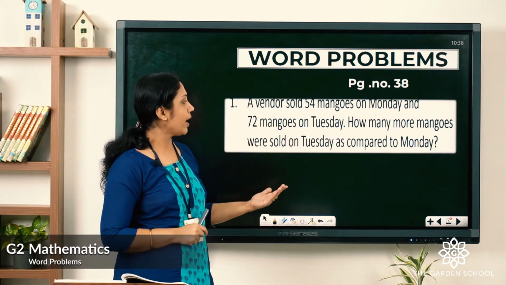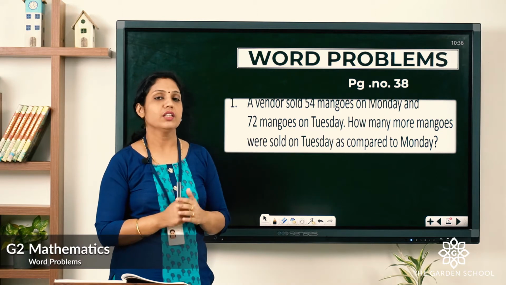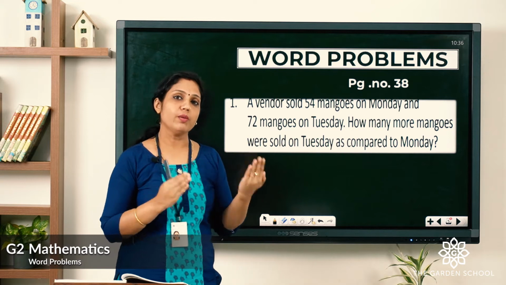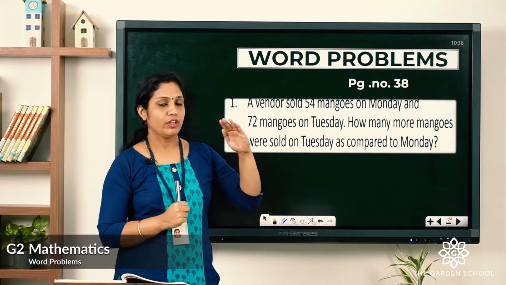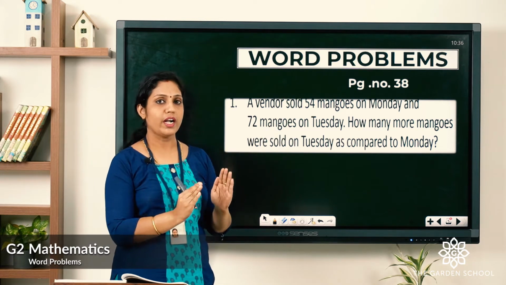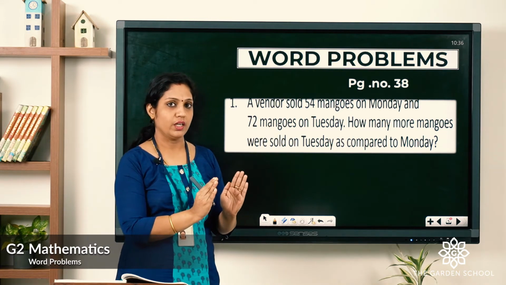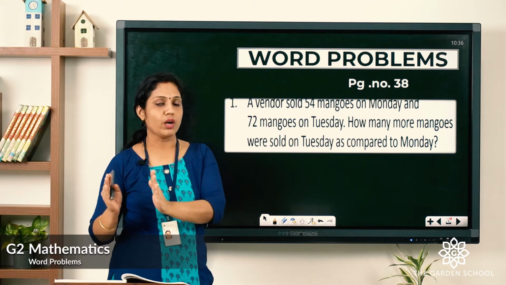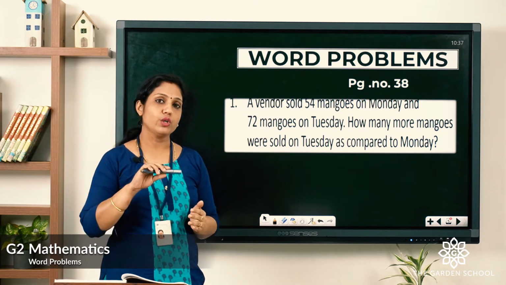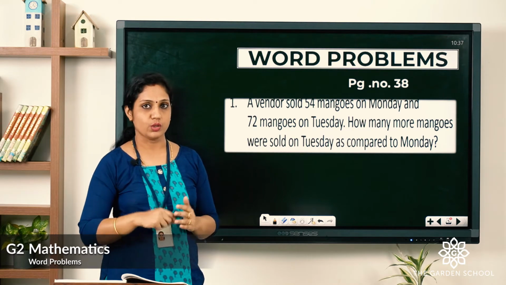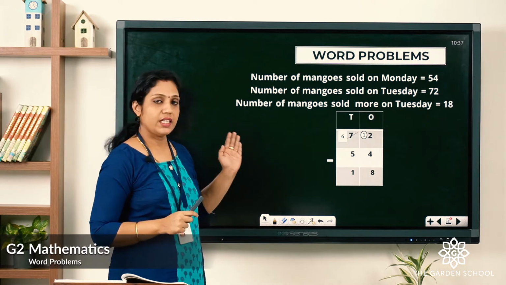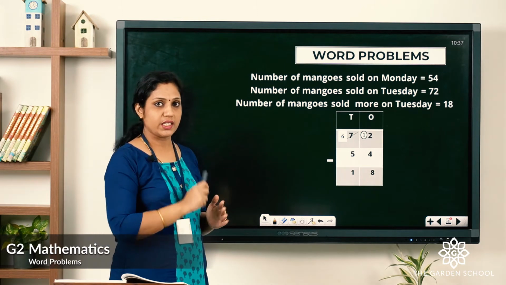How many more mangoes were sold on Tuesday? So what we have to find out? We need to find on Tuesday how many more mangoes were sold. We know that 72 is greater than 54. So on Monday only 54 mangoes were sold. And on Tuesday he sold more. He sold 72 mangoes. Now we need to find out on Tuesday how many more mangoes were sold. For finding out, let's write the steps. These steps you can take from the question itself.